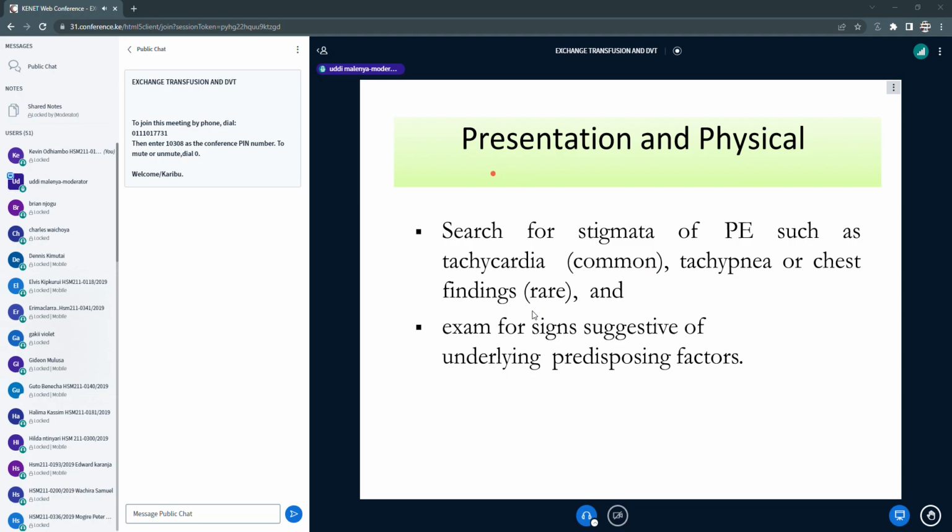Always remember to search for signs and symptoms of pulmonary embolism. This includes tachycardia, which is very common, tachypnea, difficulty in breathing, or chest findings, which are rare.